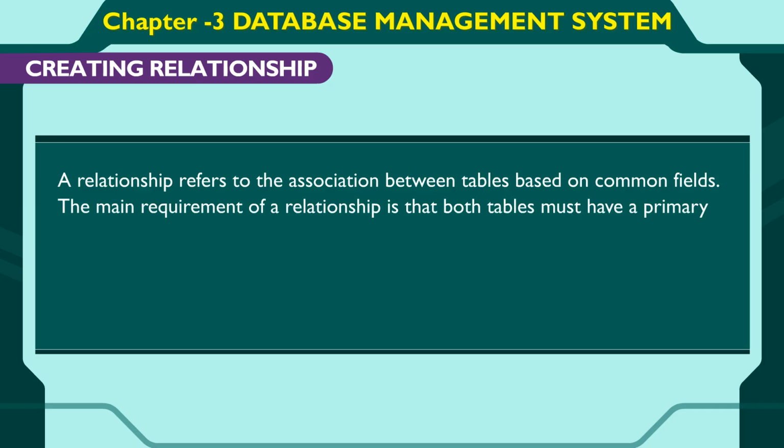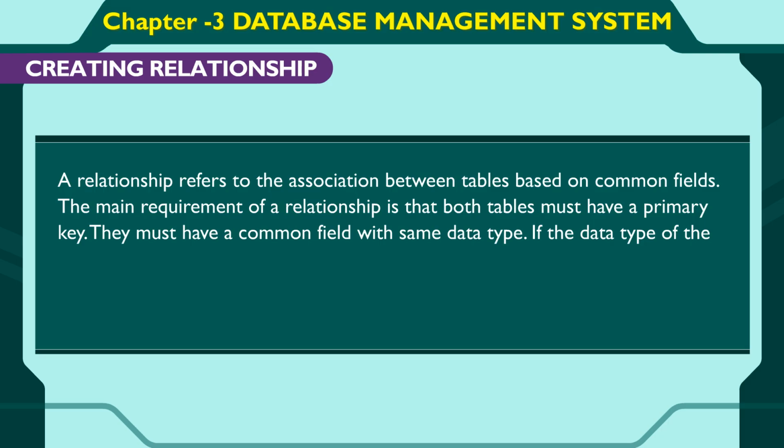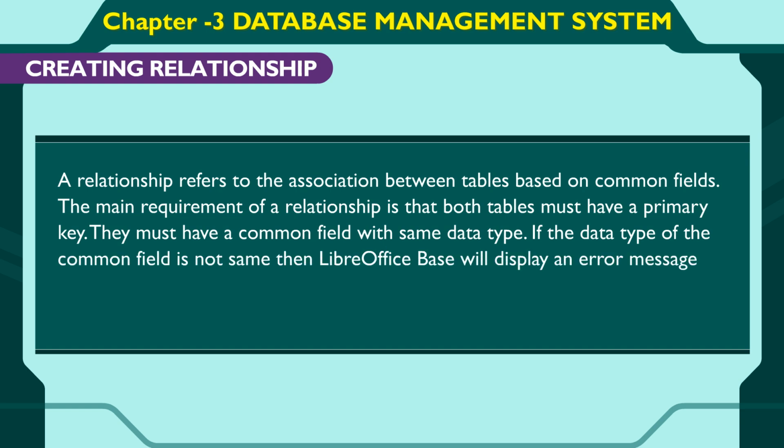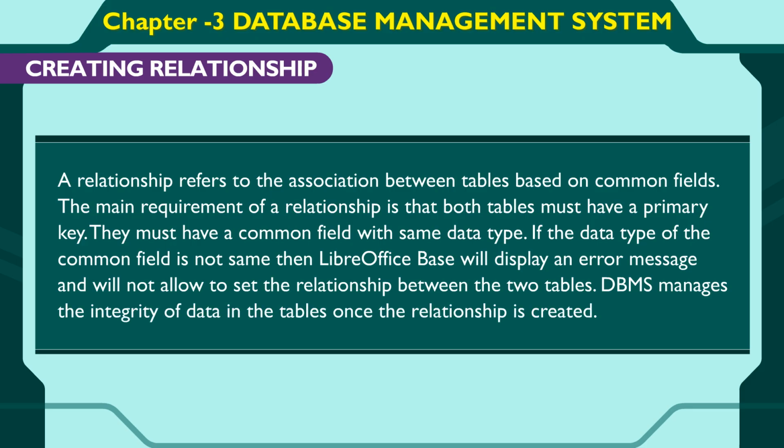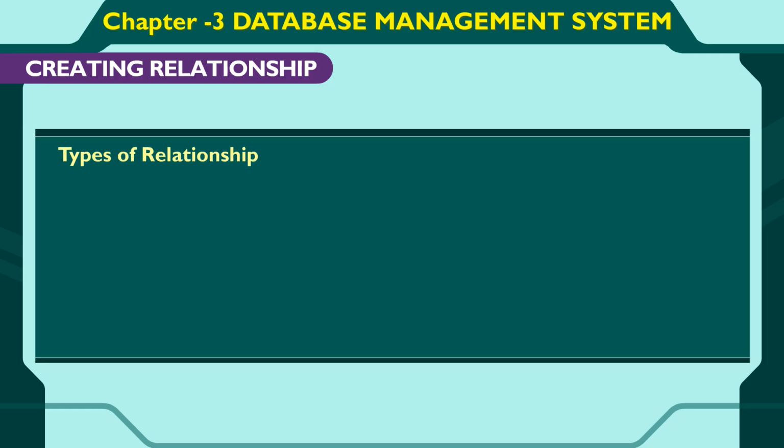The main requirement of a relationship is that both tables must have a primary key. They must have a common field with the same data type. If the data type of the common field is not the same, then LibreOffice Base will display an error message and will not allow setting the relationship between the two tables. The DBMS manages the integrity of data in the tables once the relationship is created. Types of relationship. A relationship can be of three types, which are as follows.